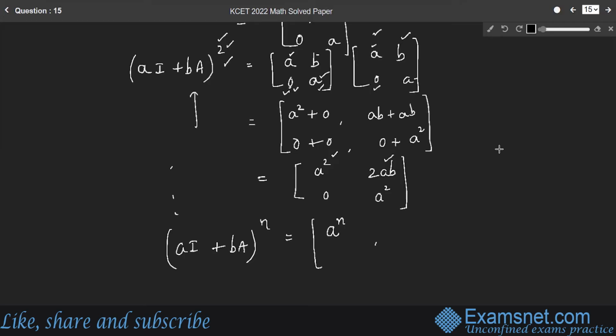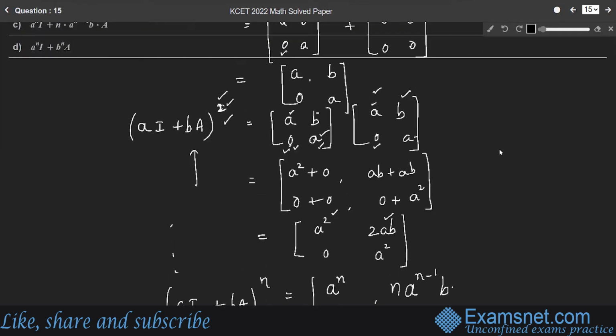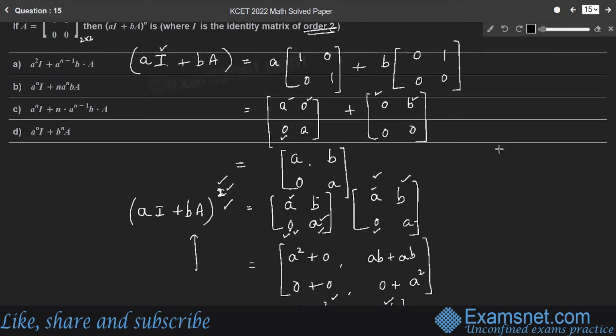Therefore, in the second element, the coefficient becomes n, right? And n into a, so the power of a is lesser. That means if the power of the matrix is 2, then the power of a becomes 2 minus 1 in the second element. So it becomes n minus 1, into b, right? So here in aI plus bA also, we have a term b in the second place.